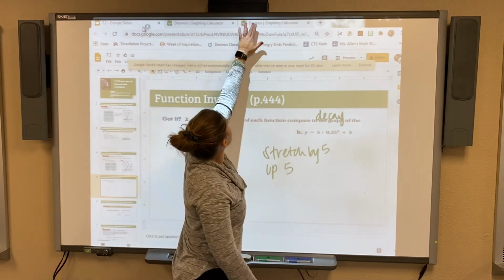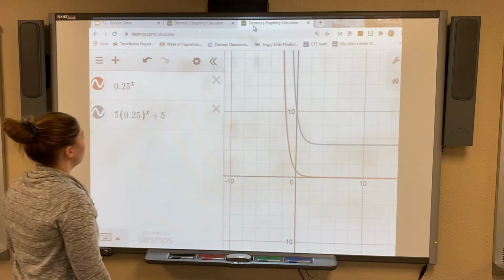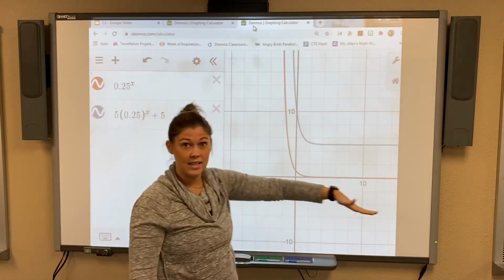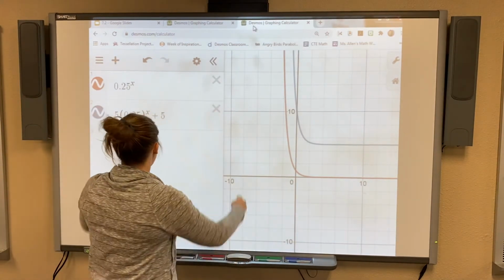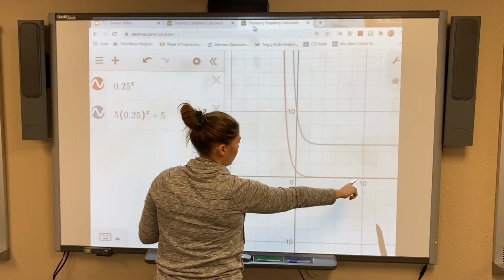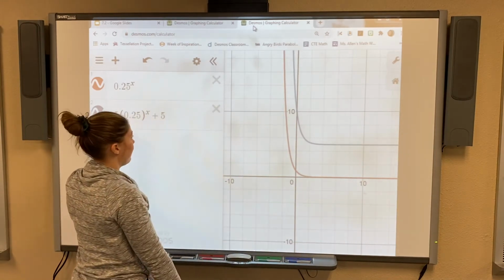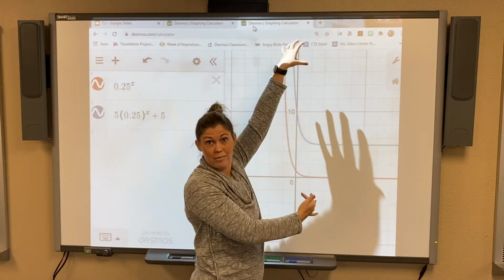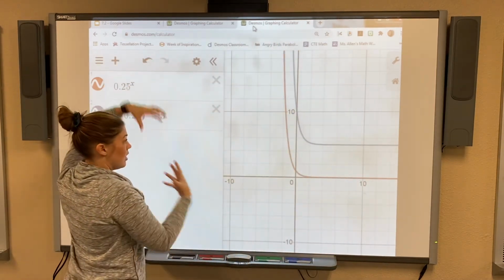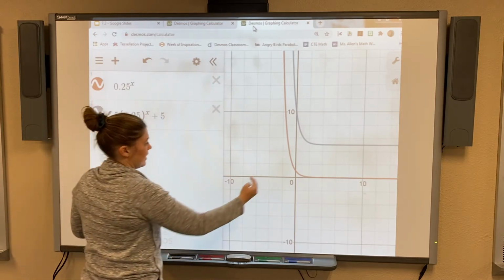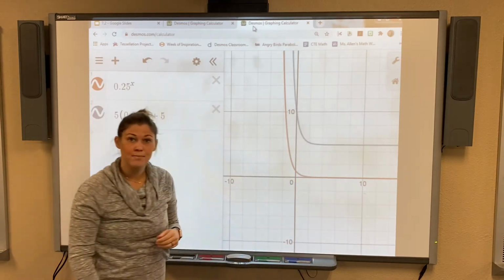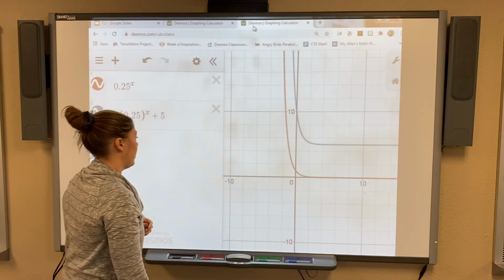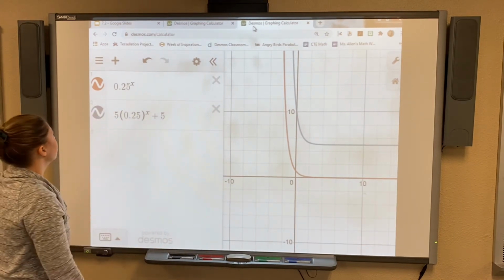So we have this Desmos. Okay, it's a decay, and our red was 0.25. And then here we have stretched up 5. It's kind of hard to see, but it is stretched up 5 units, or it's, you know, more stretched out, and then it is up 5 units. Okay, and then that would be our graph there.